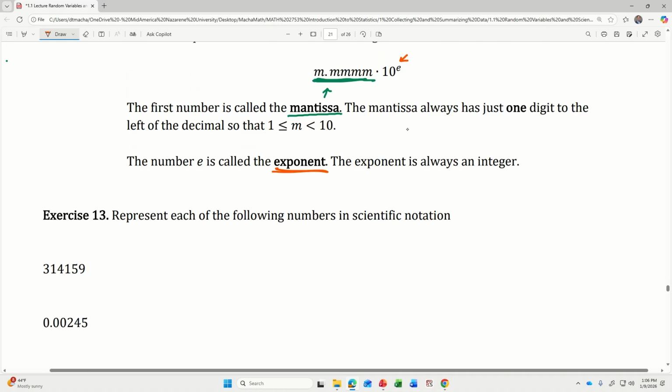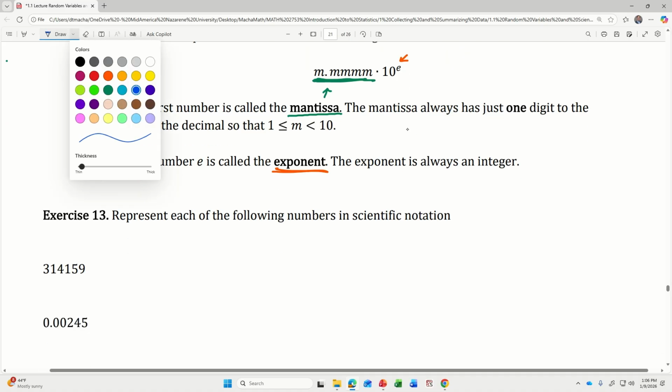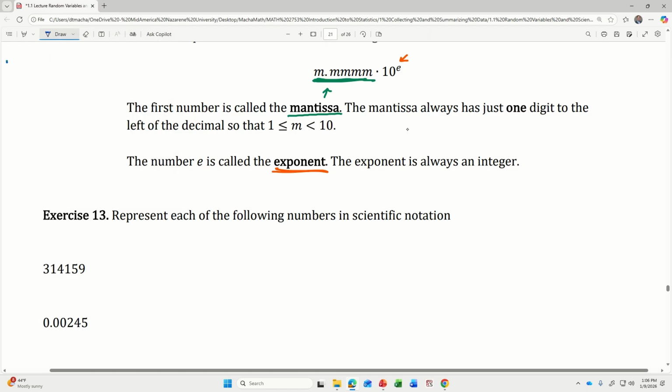This says represent each of the following numbers in scientific notation. So I can show you a few of these, how it's supposed to go. If I were looking at this, I would call this 3.14159 times 10 to the power what?